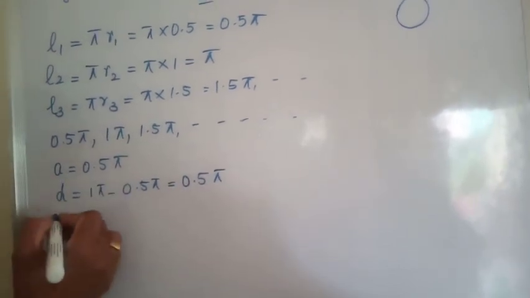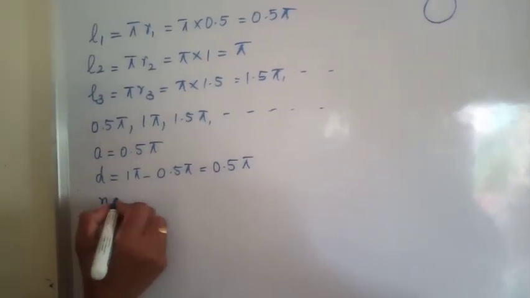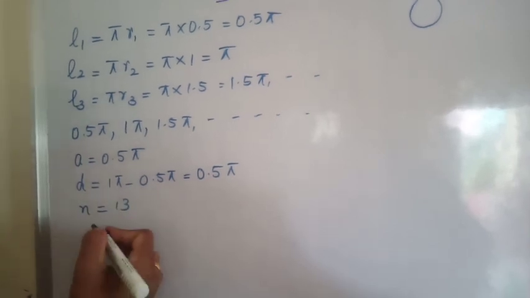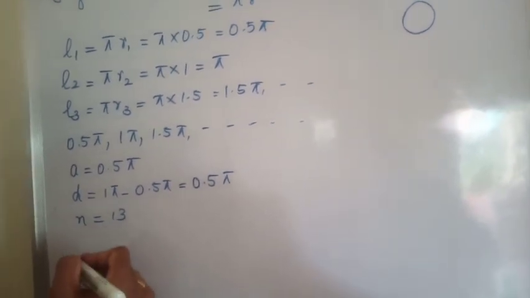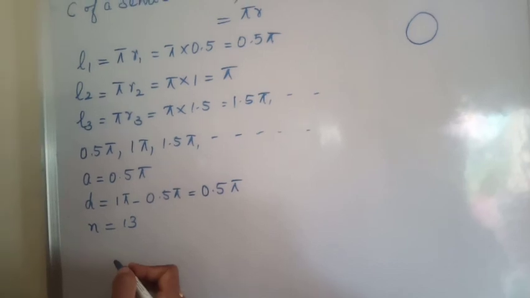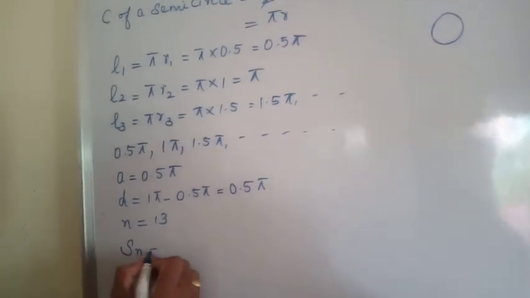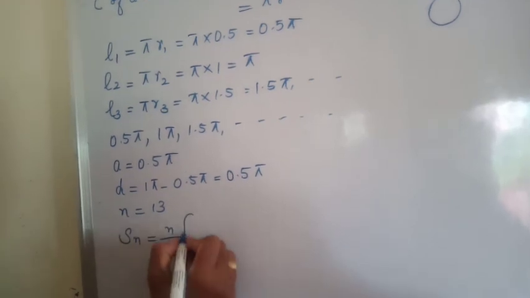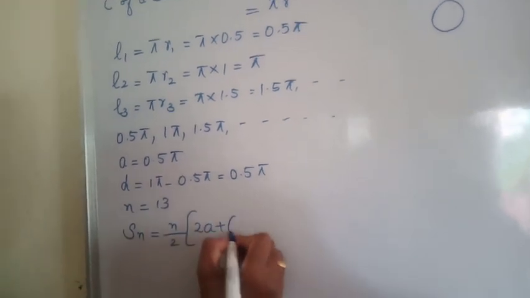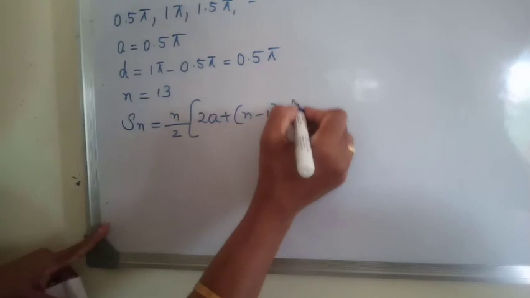So we have A, we have D, and N is 13. There are 13 semicircles. We wanted to find out what is the total length of all these spirals. So we have to find out S13. Before that, Sn equals n by 2 into 2a plus n minus 1 into D.